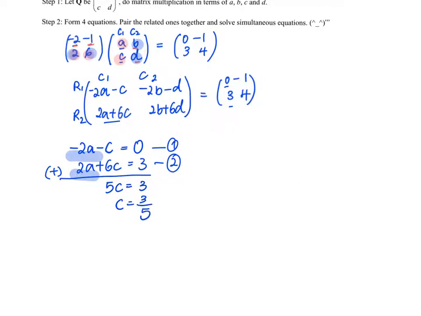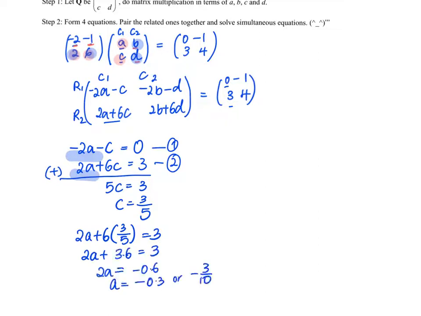So now after I found c, I'm going to find a. So 2a plus 6 times c is equal to the number 3. 2a plus, okay, and then we solve the equation. This is what we'll be able to get. Alright, so I know the values for a and c now. So similarly, we're going to repeat a little bit for the other 2 equations.